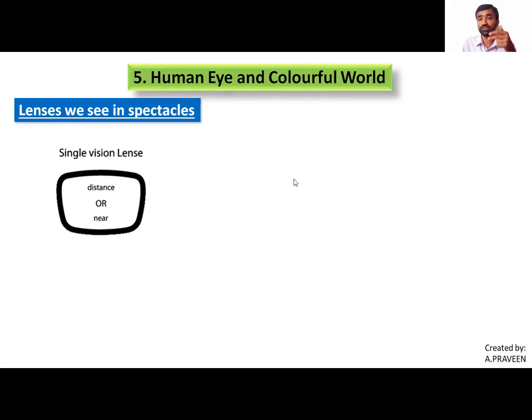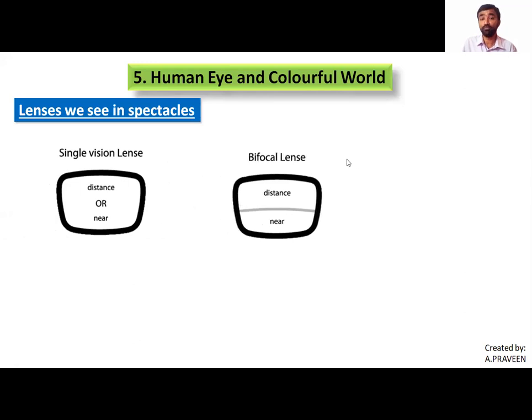If they are suffering from the defect of being unable to see nearer objects and unable to see far objects, for them we can use a bifocal lens. Simply, in the bifocal lens we have a combination of two lenses, an upper and a lower portion. The upper portion is to see distant objects, the lower portion is to see nearer objects.